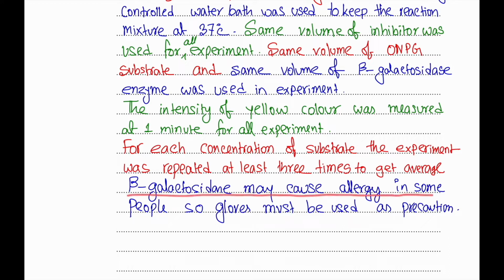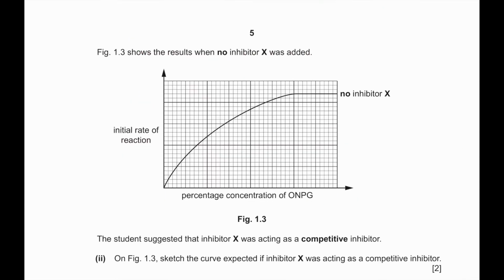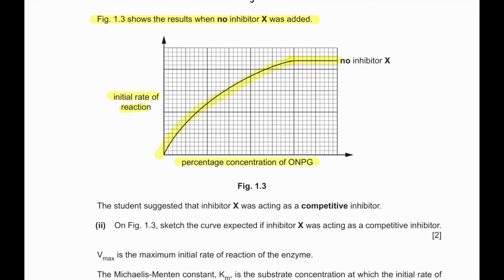Beta-galactosidase may cause allergy in some people, so gloves must be used as a precaution. Figure 1.3 shows the results when no inhibitor X was added. Percentage concentration of ONPG against initial rate of reaction: it increases and then it plateaus. There was no inhibitor X.